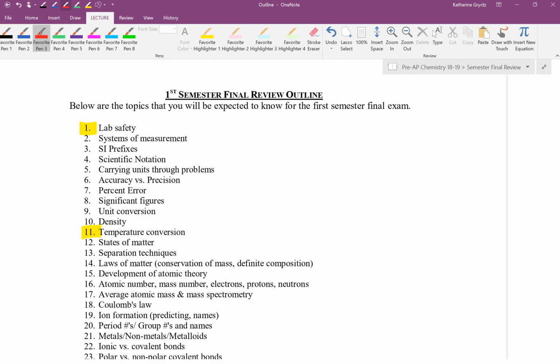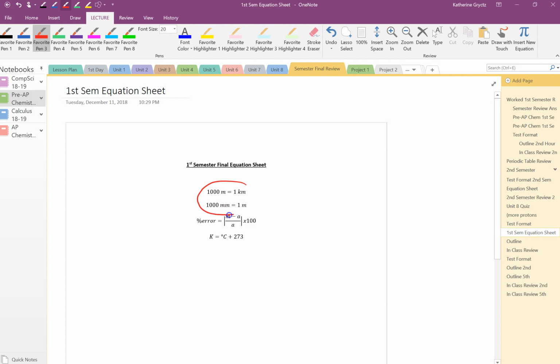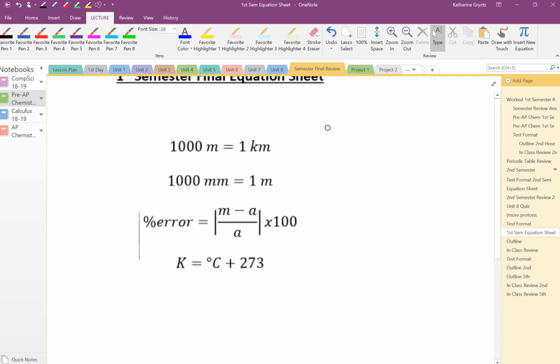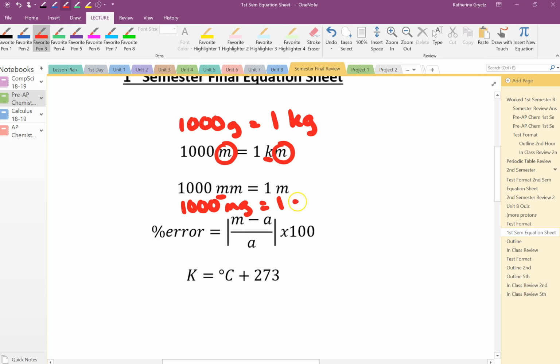The SI prefixes I showed you on the equation sheet, I am giving you 2 conversions, the one for kilo and the one for milli. I should have gone over this earlier this year, but realize that for the prefix kilo and the prefix milli, you can replace this unit with any unit you want. So there are 1,000 grams in a kilogram, and there are 1,000 milligrams in a gram. You can replace the meters part with any unit you want. It's just the milli and the kilo prefix that we're looking at.